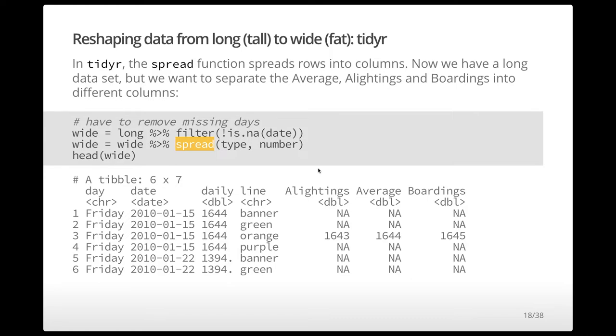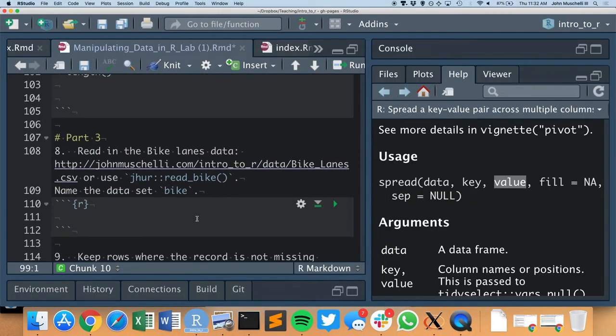We could have spread line out. And it would have a column for purple, green, orange, banner, and so on. But we have replications for people getting on, people getting off. So I'm saying, again, this data is now long with respect to the line. It is wide with respect to what kind of data is in there, the people getting on, people getting off. Okay, so let's spread some data in part three.